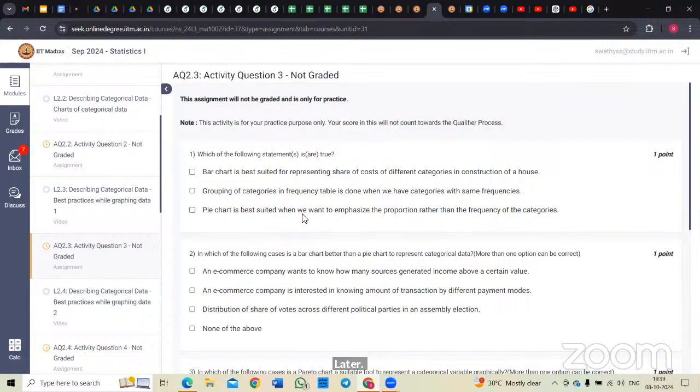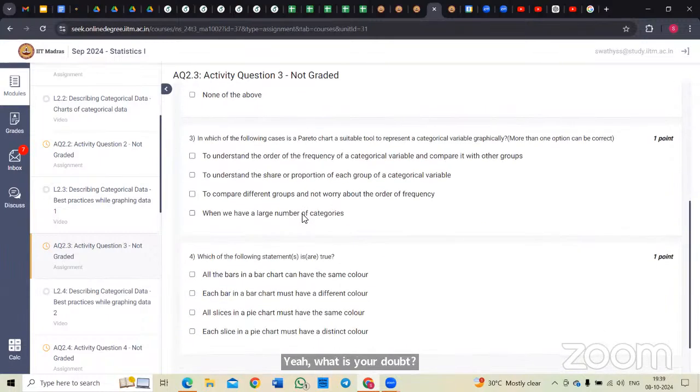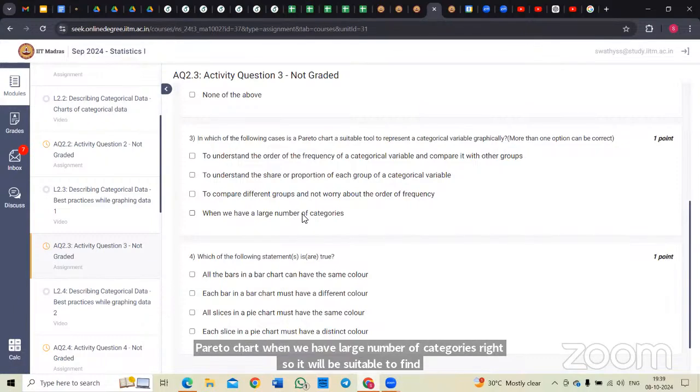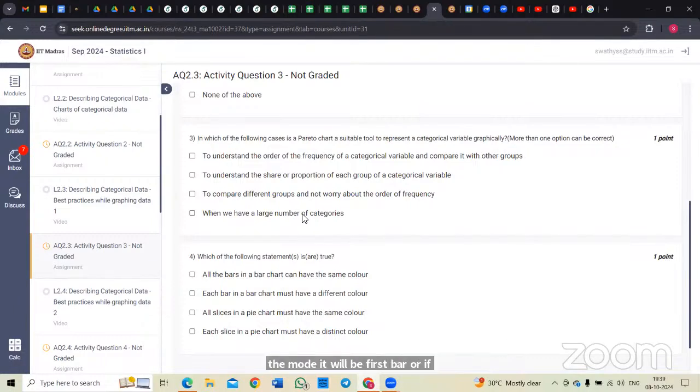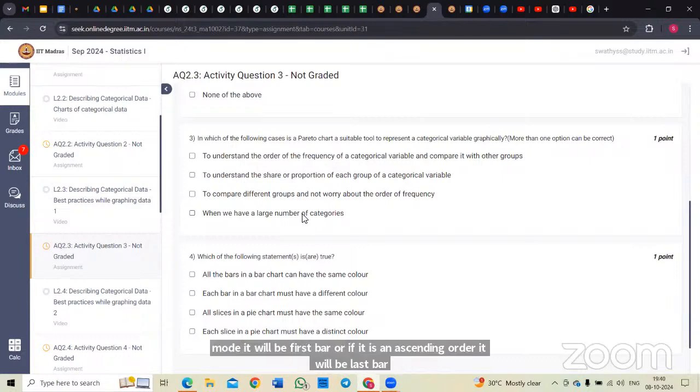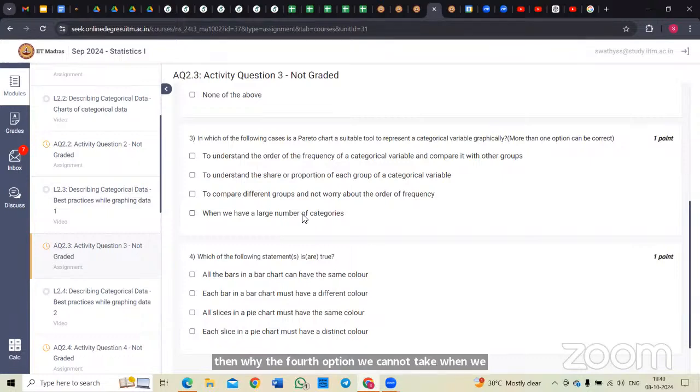What is your doubt? Ma'am, in question number 3, we can use a Pareto chart when we have a large number of categories, right? So it will be suitable to find the mode. It will be the first bar, or if it is in ascending order, the last bar. Then why can we not take the fourth option when we have a large number of categories?